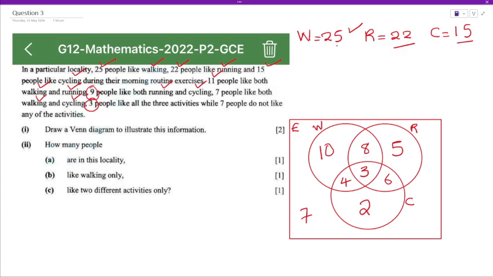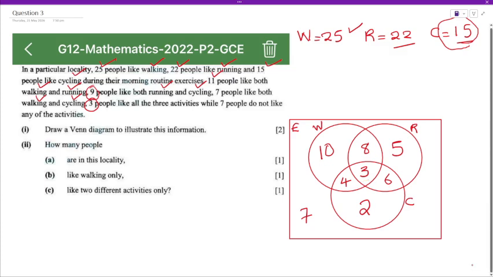Okay, we go to cycling. The total should be 15 for cycling. Okay, right there, it's showing 15. So we add what we have. We have 4, we have 3, we have 6, and 2. Let's add. So 4 plus 3 plus 6 plus 2. That gives me exactly 15. Confirmed.